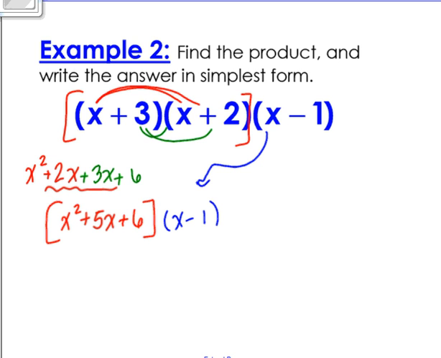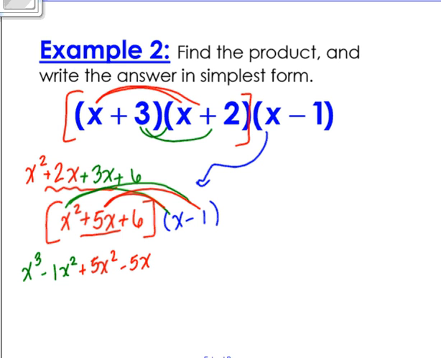Now, all I have to do is distribute again. So everything in this parenthesis to everything here. So I'm going to start there. X squared times x is an x to the third. x squared times negative 1 is a negative 1x squared. Then I have a positive 5x. Positive 5x times x is a positive 5x squared. Positive 5x times negative 1 is a negative 5x. 6 times x is a positive 6x. And then positive 6 times negative 1 is a negative 6.